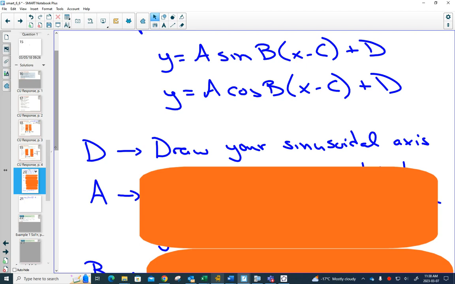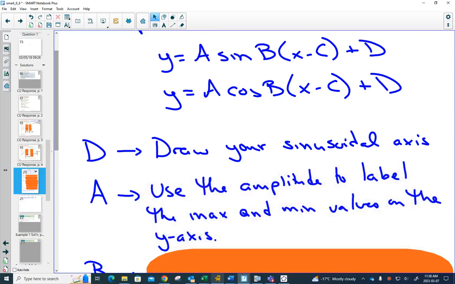Next, you're going to take your A value, and remember that A helps you with your amplitude. You're going to use that amplitude to go up from your center line to a maximum and down from your center line to a minimum. So your amplitude is going to help you label a max value and a min value. And what we will have done after the A is we will have our y-axis nicely labeled with a maximum value, a center line, and a minimum value.